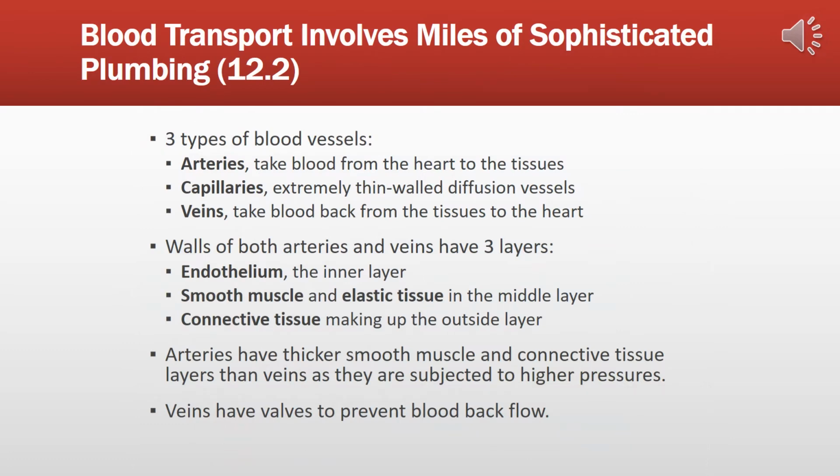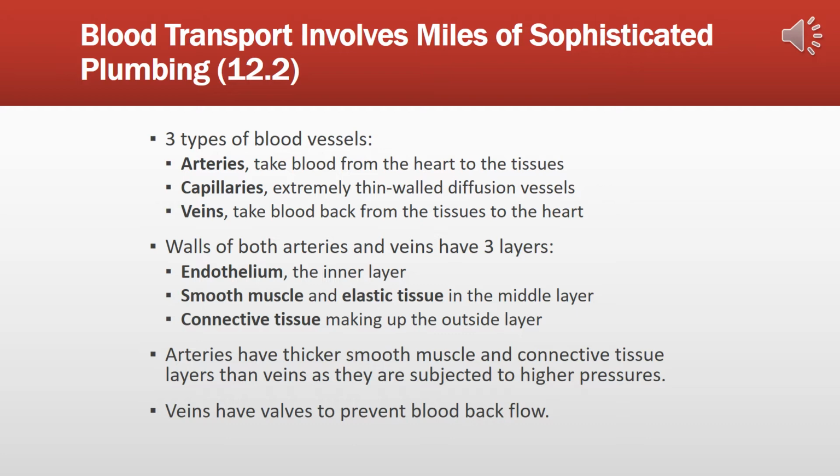Section 12.2, blood transport involves miles of sophisticated plumbing. So now we're going to begin talking about the blood vessels and not the heart so much. There are three types of blood vessels. There are the arteries, which take blood from the heart to the tissues, and these always are taking blood away from the heart to another destination.